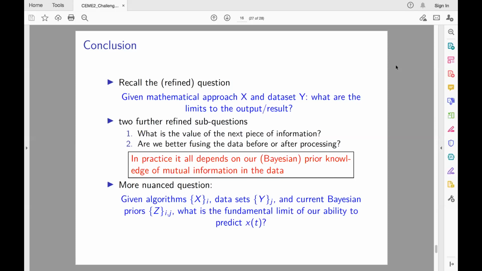So a more nuanced question might be, given a set of algorithms that we might use and a set of data sets that we're trying to fuse and our current set of Bayesian priors, what is the fundamental limit on our ability to predict?